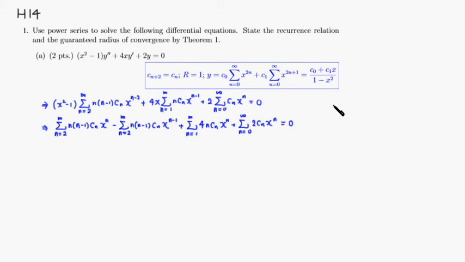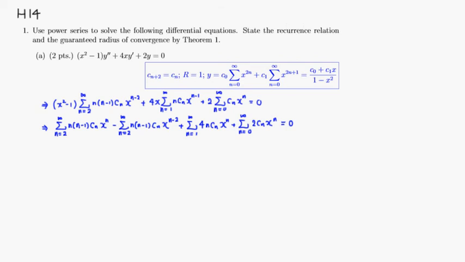So we have to make some adjustments. We want everyone to have x to the n. Here we have x to the n, and here we have x to the n. This one we're going to have to do a little, actually, let's see. Oh yeah, I messed it up here. Sorry, this is supposed to be n minus 2. So we have to make an adjustment here.